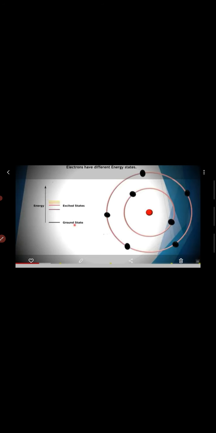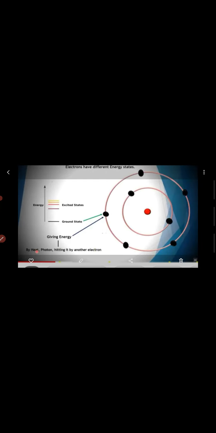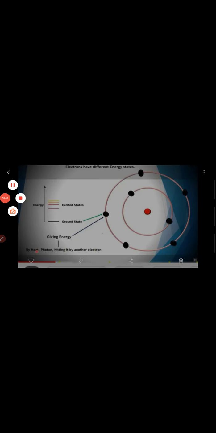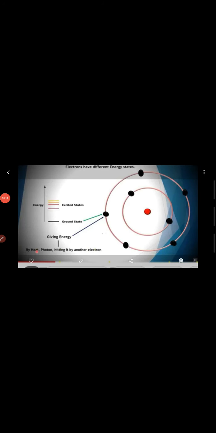Now, suppose there is an electron in the black color and it is in the ground state. If we give energy in the form of heat, photon, or by any other source, then when we provide energy to the electron, it jumps to the excited state, and its energy is more. The energy of the excited state is more than the ground state.